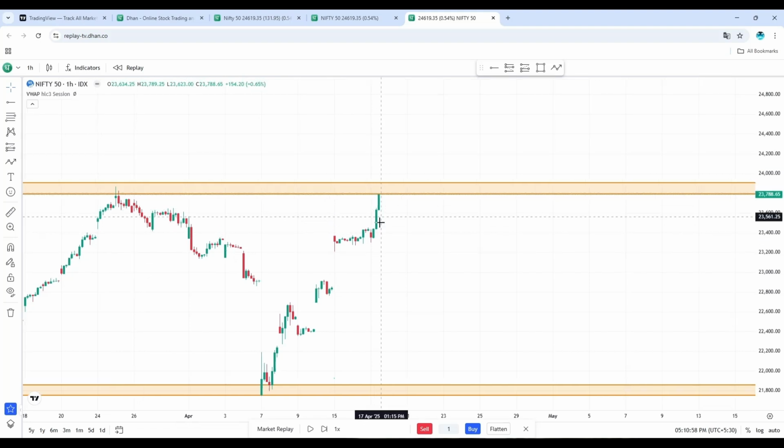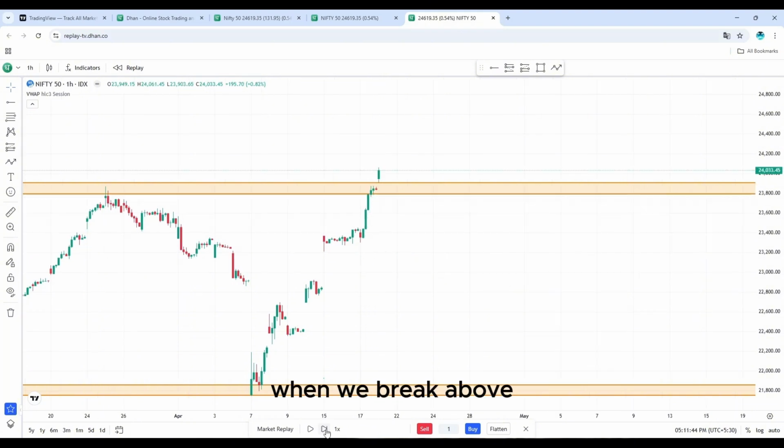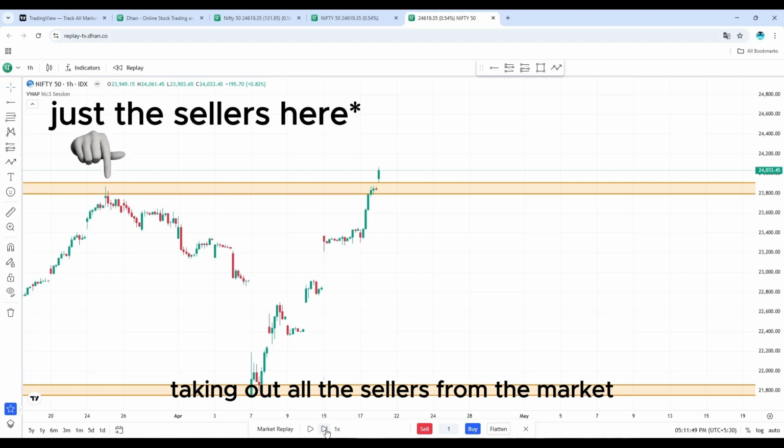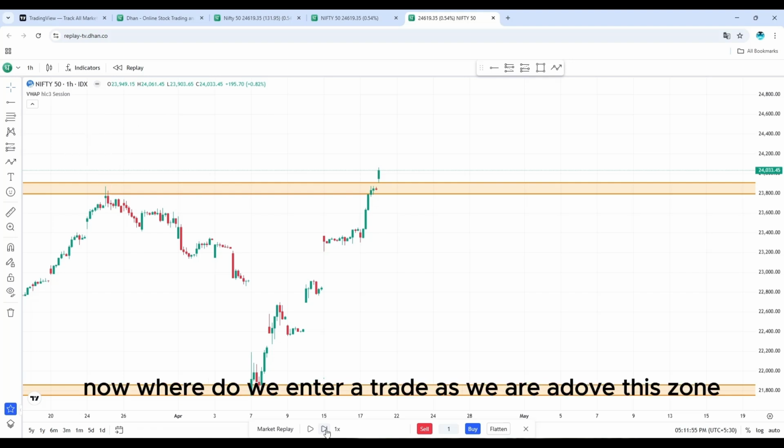You can see how strong the buyers are here. When we break above, we are getting a big push above that resistance, taking out all the sellers from the market. Now where do we enter a trade as we are above this zone?